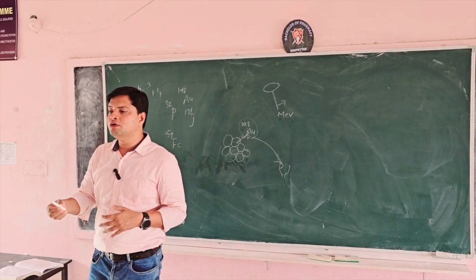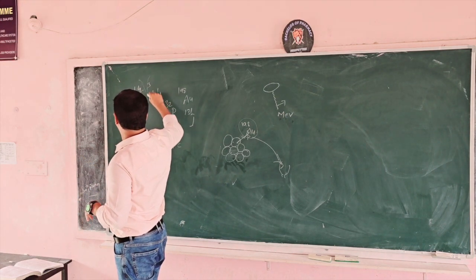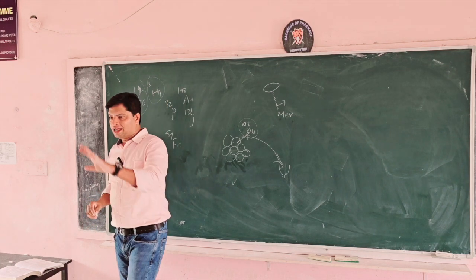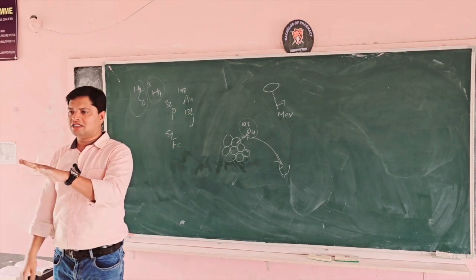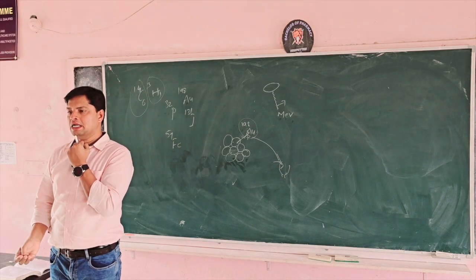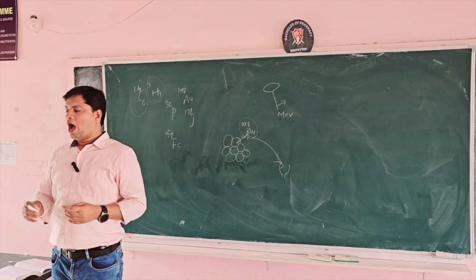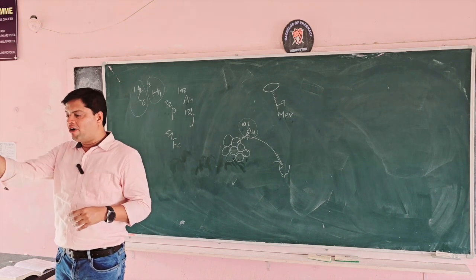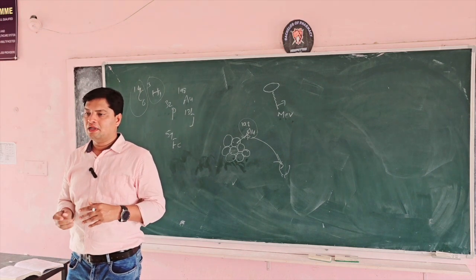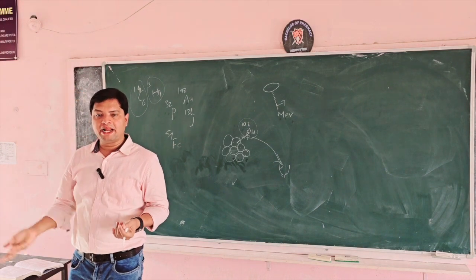Now, while giving the nutrition, I will attach a carbon isotope or hydrogen isotope. Assume this is the nutrition, I will attach an isotope to the nutrition. I will give this nutrition to the human body. Now this nutrition is consumed. After scanning the body, I found this isotope in the brain. What do you mean by that? This nutrition is helpful in development of the brain.